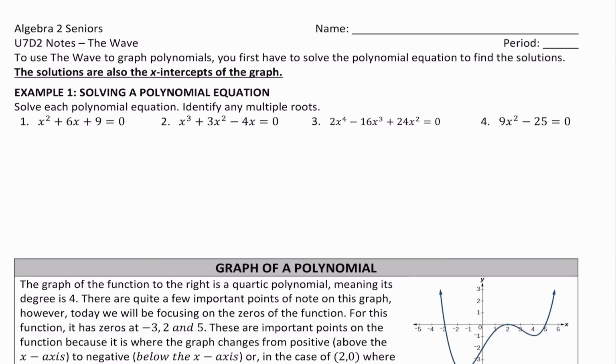All right, so for today's lesson, we are going to talk about the wave. Now, in order for us to graph the wave, we're basically just graphing polynomials, but we need to find something called the solutions, which are our x-intercepts. So basically, we're just solving a polynomial equation, working with those x-intercepts to form or sketch our polynomial function. So I'm going to go ahead and start off with number 1.